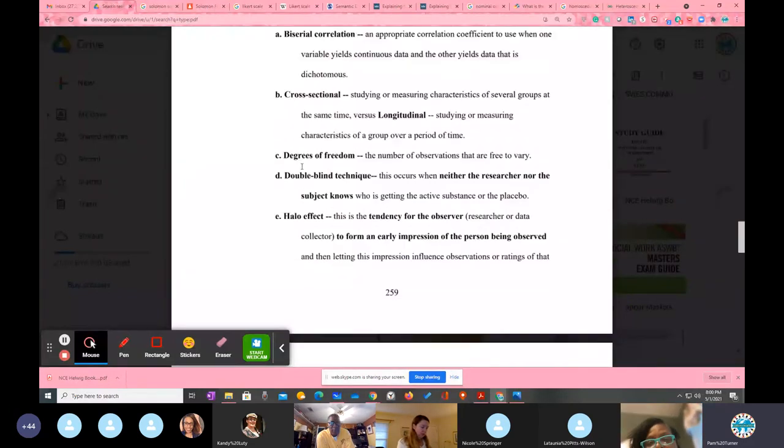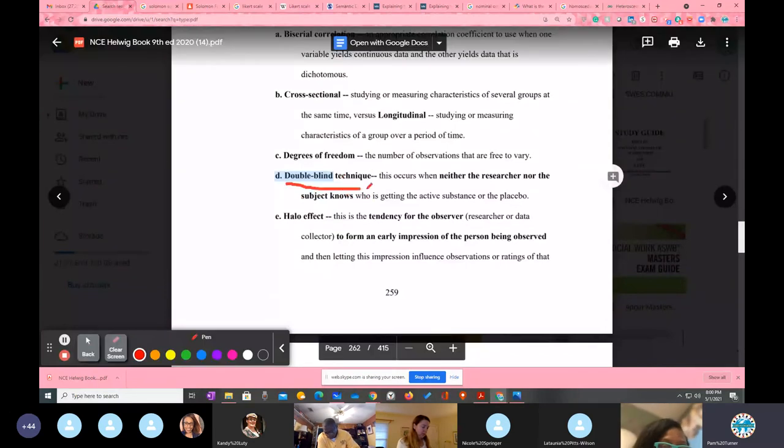So it's cross-sectional we talked about. What else? Double blind. Don't need to know that one. Double blind is when neither the researcher nor the client knows which one is the placebo. That helps us get rid of the bias, right? So we don't have any kind of experimenter bias because I don't know which one you're getting.